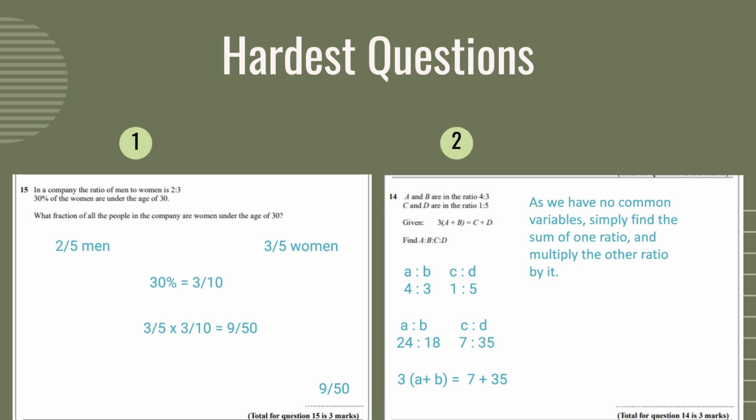And looking at our ratio 24 to 18, we know this can be simplified by dividing by 3. So we divide by 3, 24 divided by 3 equals 8, and 18 divided by 3 equals 6. So our final ratio of all four of A to B to C to D is 8 to 6 to 7 to 35. And that is your final answer.